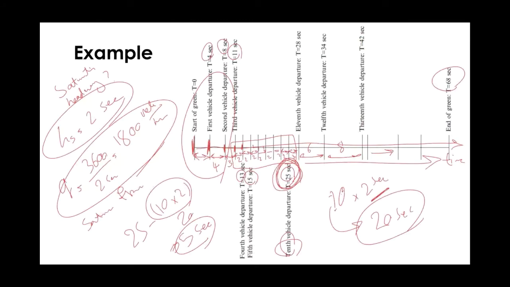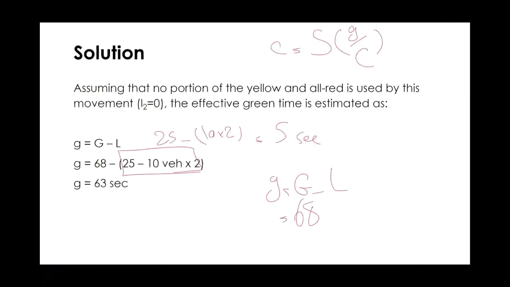How did I get that? I think 68 seconds is here. That's the end of the green time. So 68 seconds minus that 5 seconds of lost time gives me 63 seconds. So that's my small g, or effective green time.